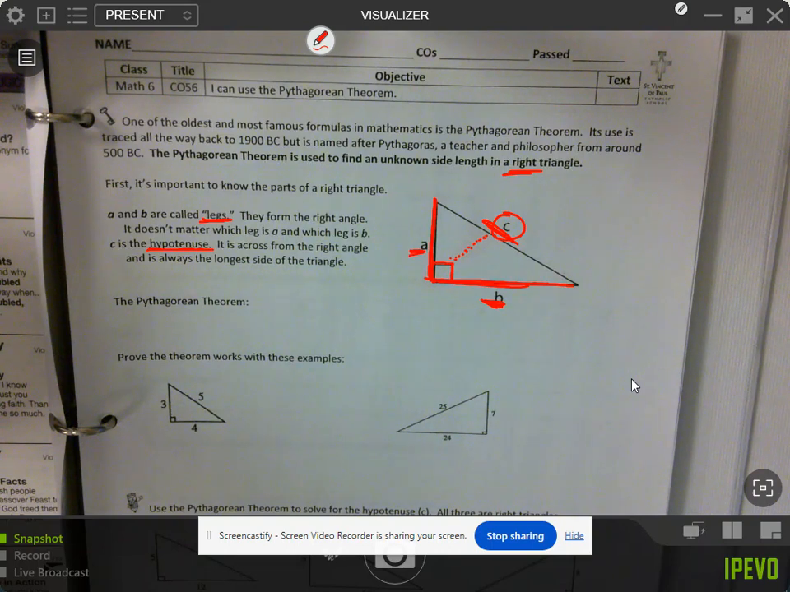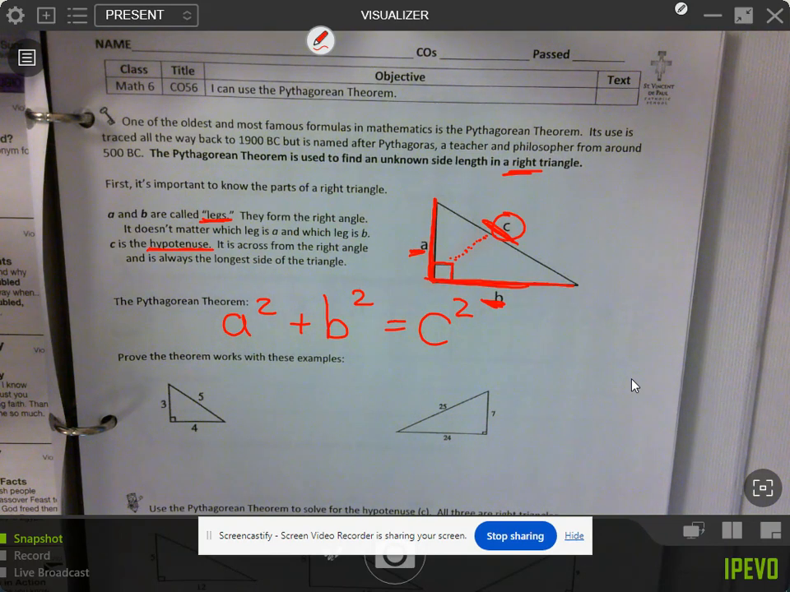So here is our theorem. You're going to be putting this on your help sheet. You can put A and B are our legs. C is the hypotenuse. Our theorem is A squared plus B squared equals C squared. A squared plus B squared equals C squared. Everybody needs to write that down. Super important. A squared plus B squared equals C squared.